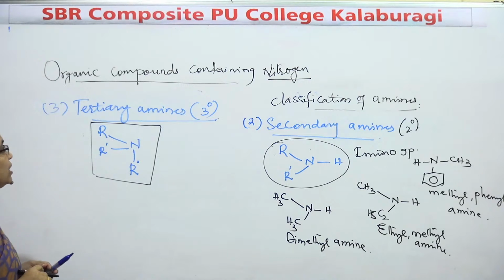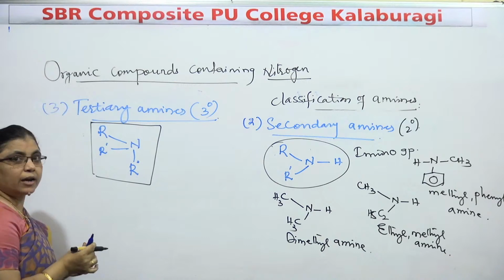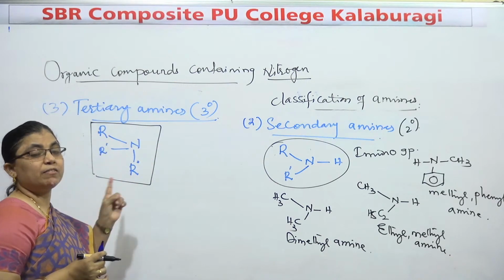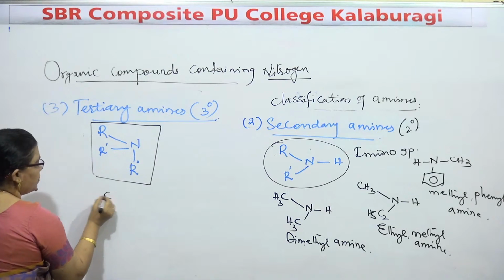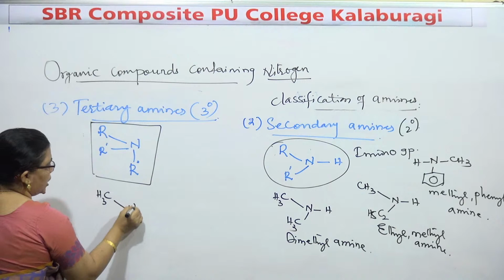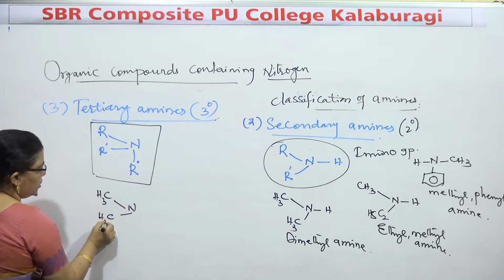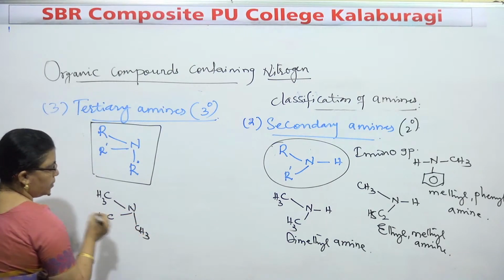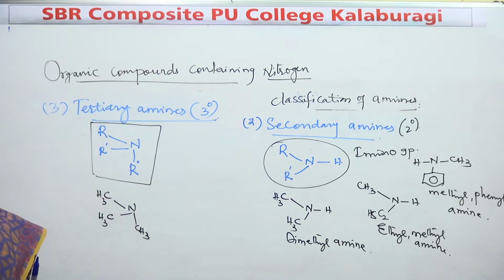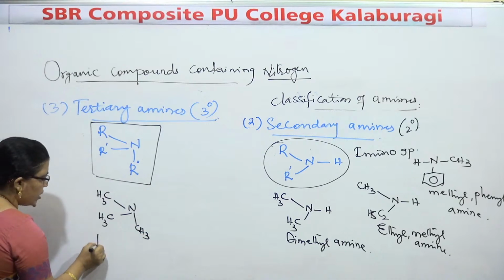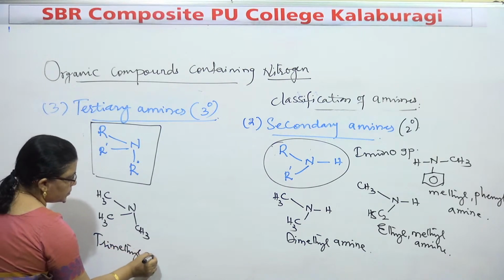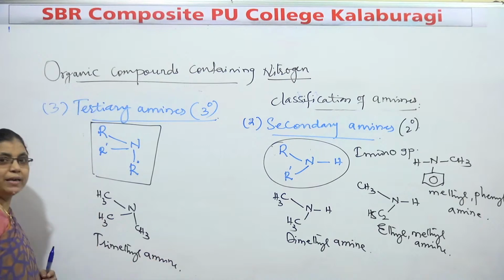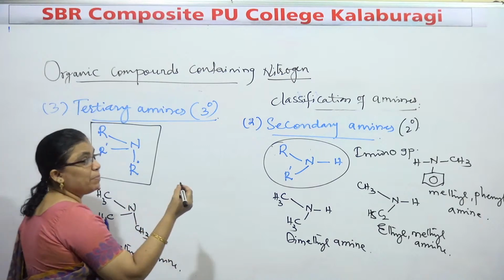So according to the tertiary amine, all the 3 hydrogen atoms of ammonia are replaced by alkyl group or aryl group. Let us write the example: CH3, N, CH3 and CH3. That is trimethyl amine. All the 3 may also be different.